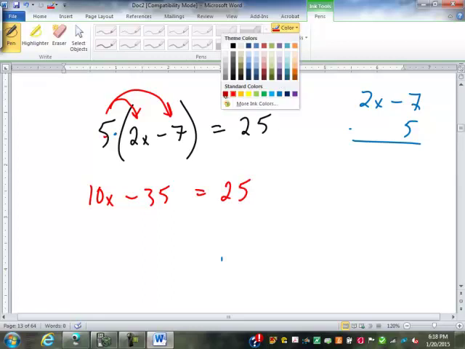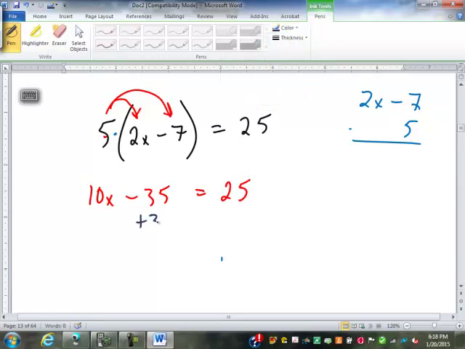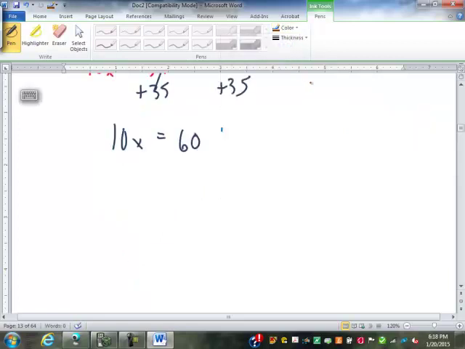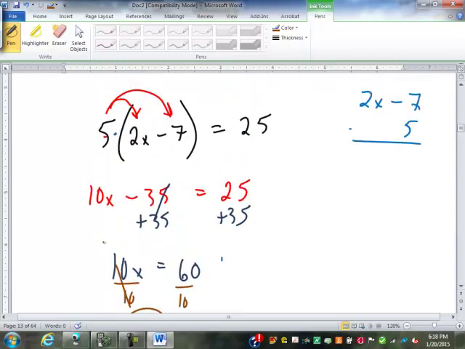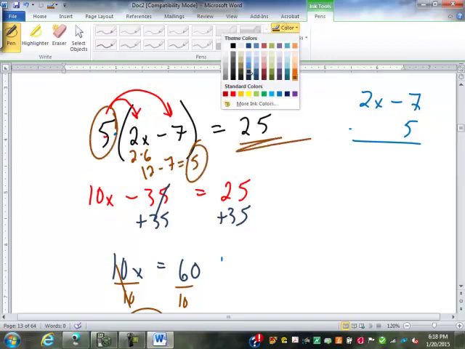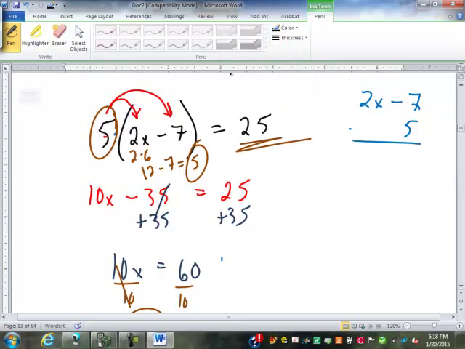Now what do we do? Plus 35. Good. 10x equals 25 plus 35 is 60. And then divide by 10. X equals 6. And you can double check if you want to. Put a 6 in here. 2 times 6 is 12 minus 7 is 5. 5 times 5 is 25. So we're good.